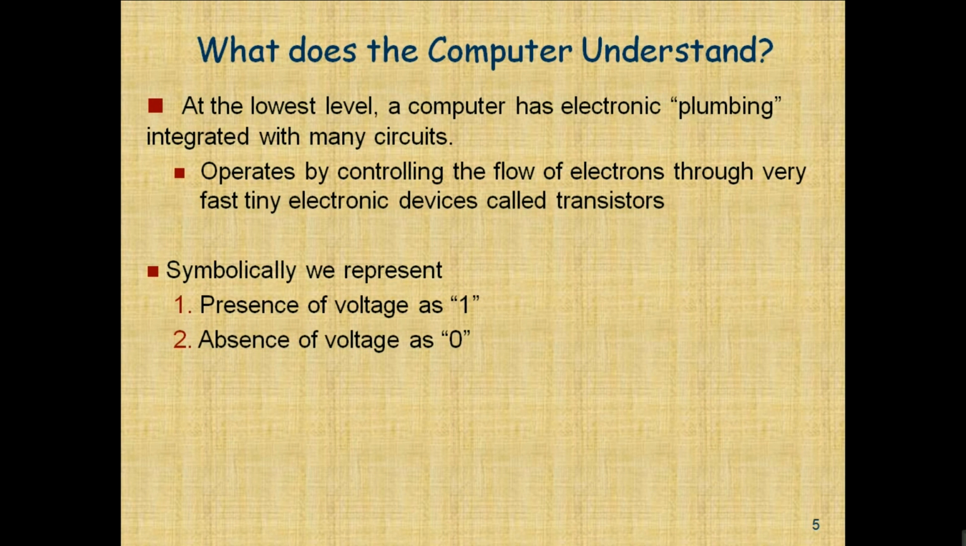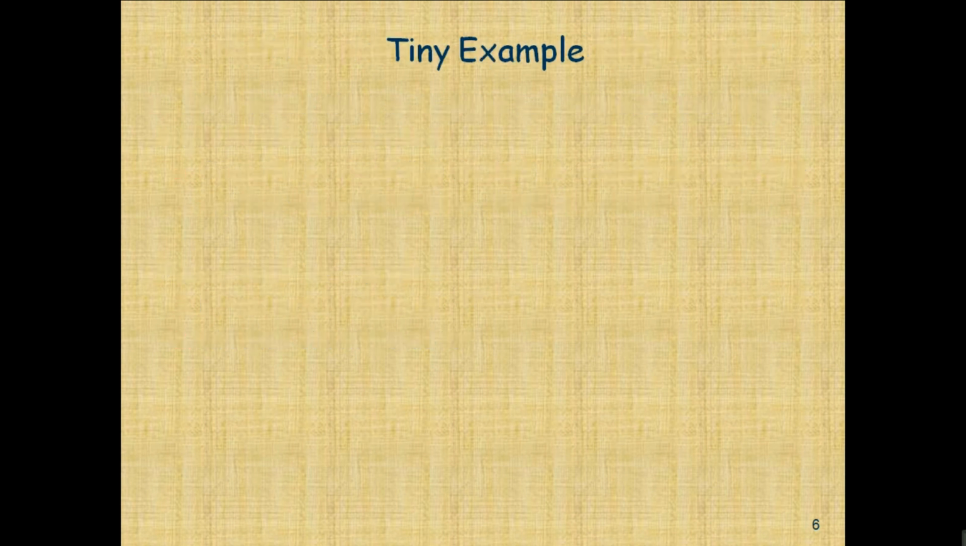Okay. So symbolically, we can say that a computer can understand only two things, either one or zero. So everything is in terms of zeros and ones. Presence of voltage is one thing, and absence of voltage is zero. A computer can understand only these two things. Okay, so in order to understand, we can do it with an example.